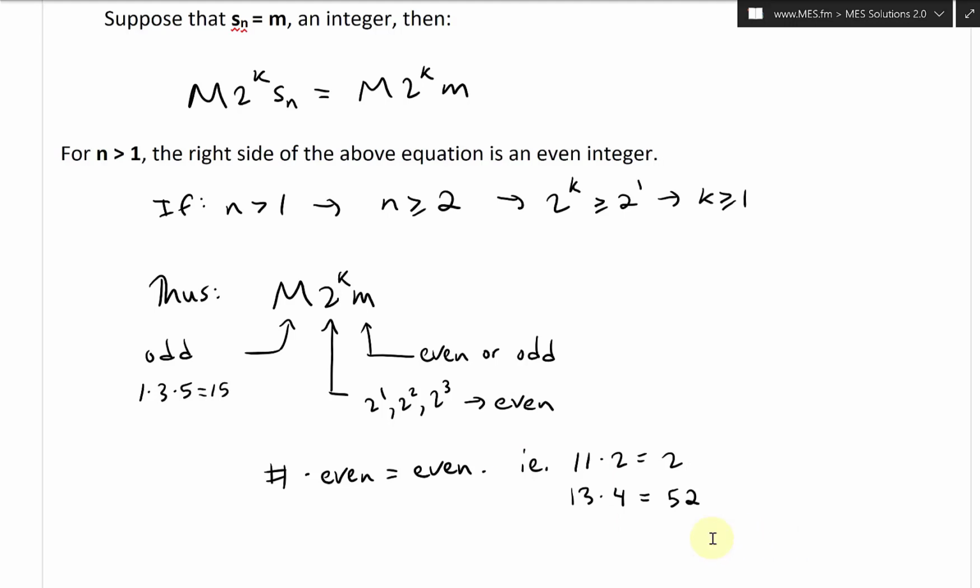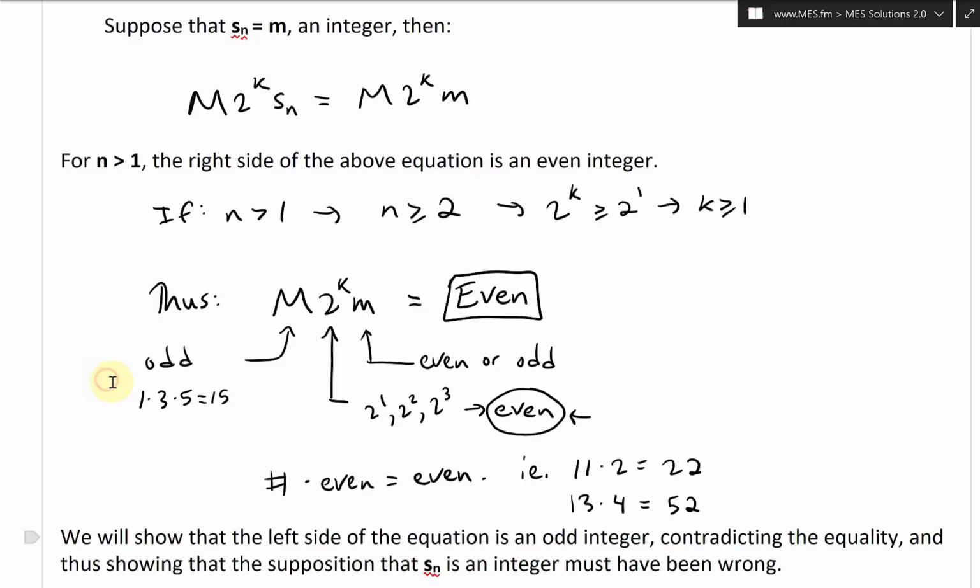This is an example. So you're multiplying by an even number. One factor could be even or odd, it doesn't matter, and another could be odd, but because 2 to the k is even, the whole product is always even. And since these are all integers multiplied by each other, you just get an integer. So just leave it at that.